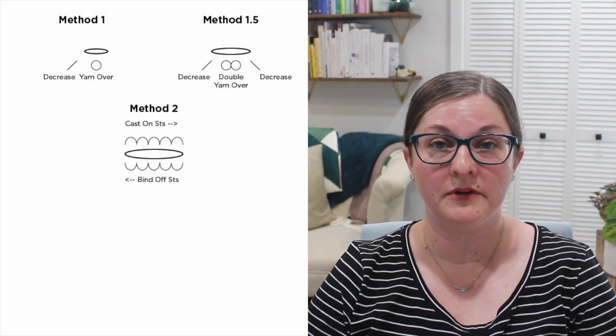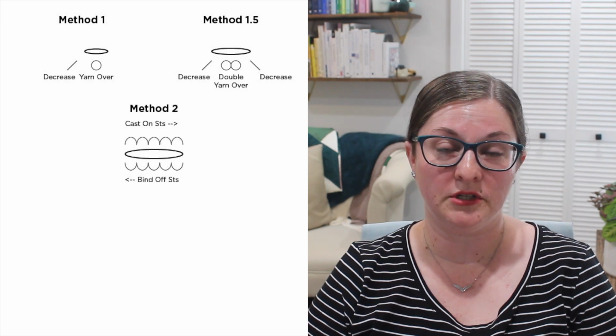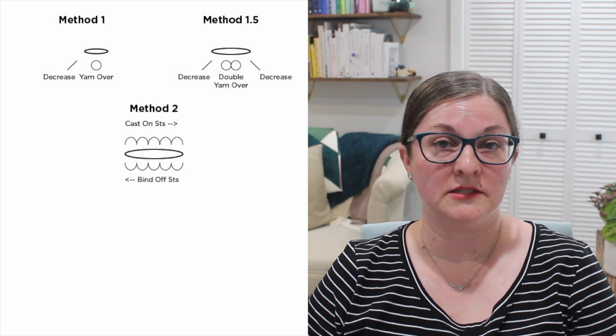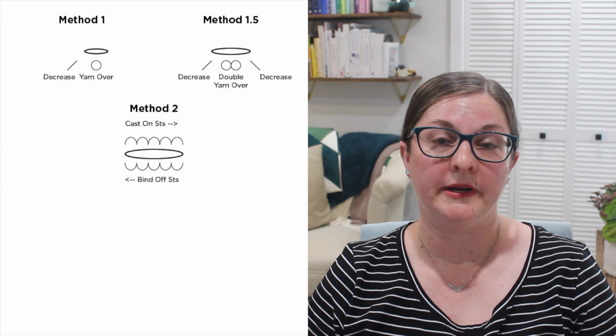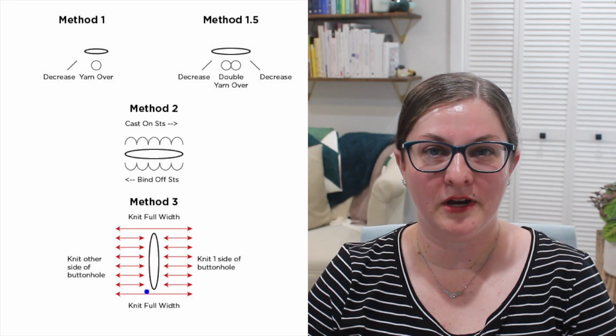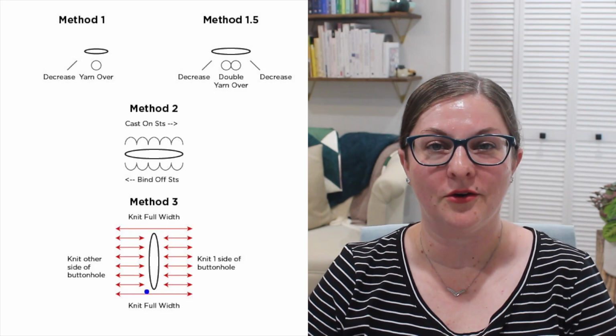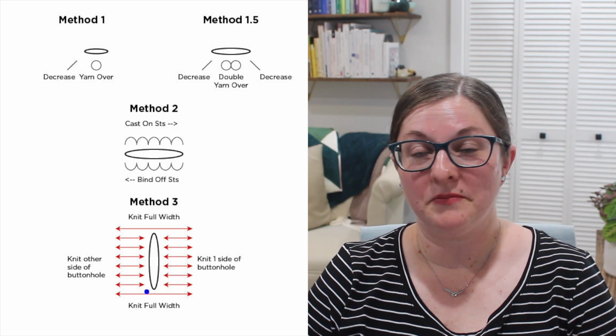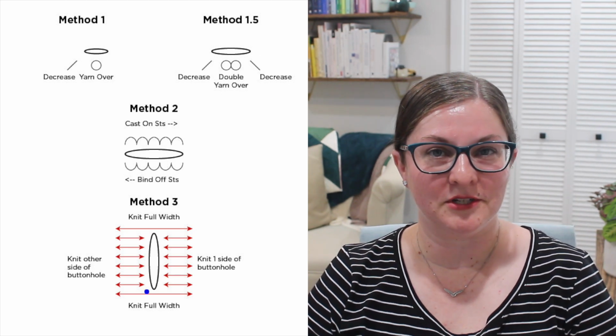So if you have a very specific size of button that you want to use, regardless of whether you're using a finer yarn and smaller needle size, you can determine how large you want that buttonhole to be. So the third method of creating a buttonhole that I have used is called the vertical buttonhole. It is worked between the columns of your stitches.